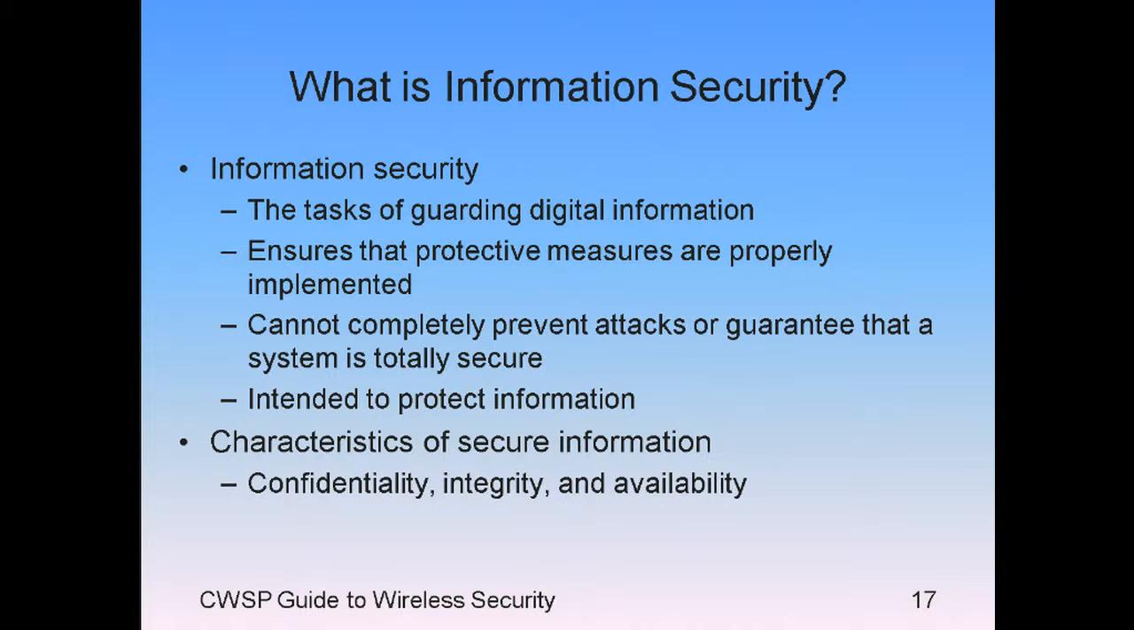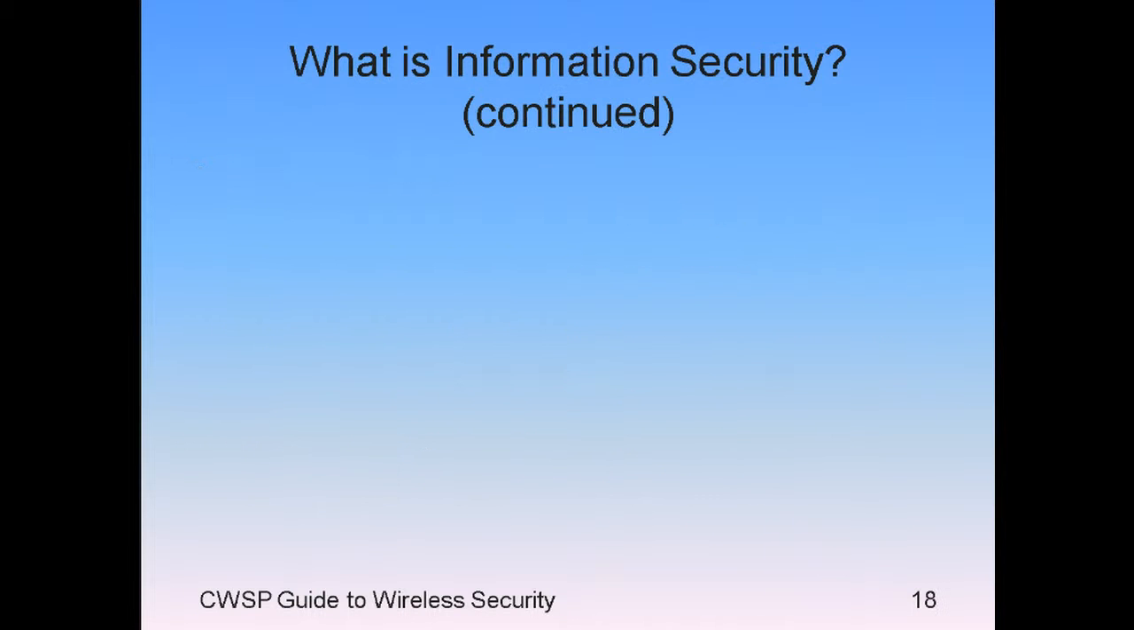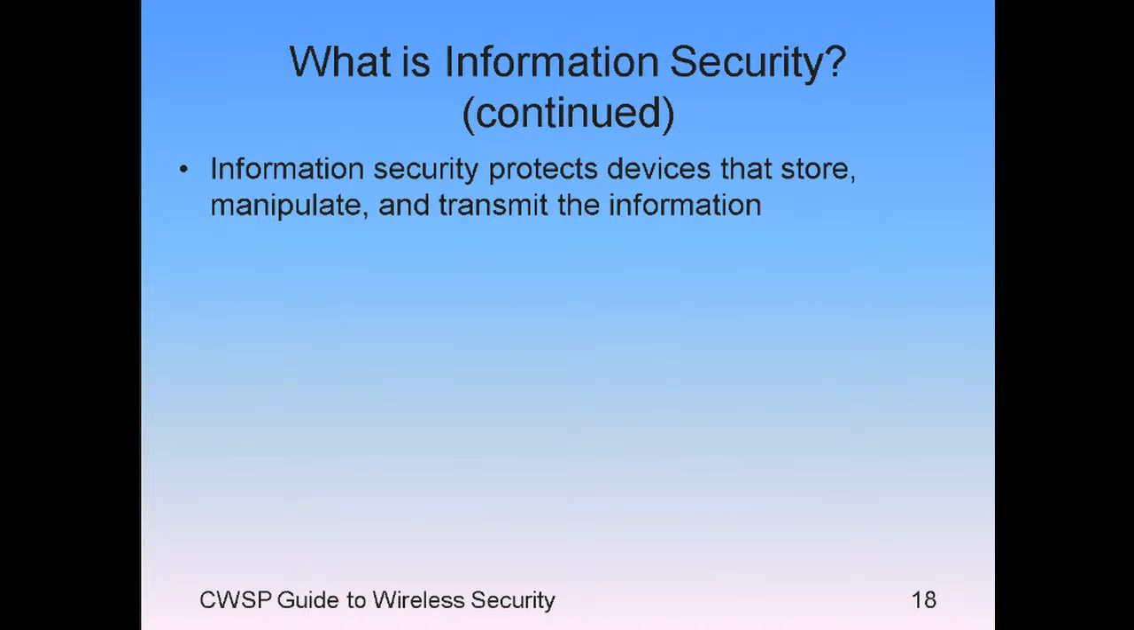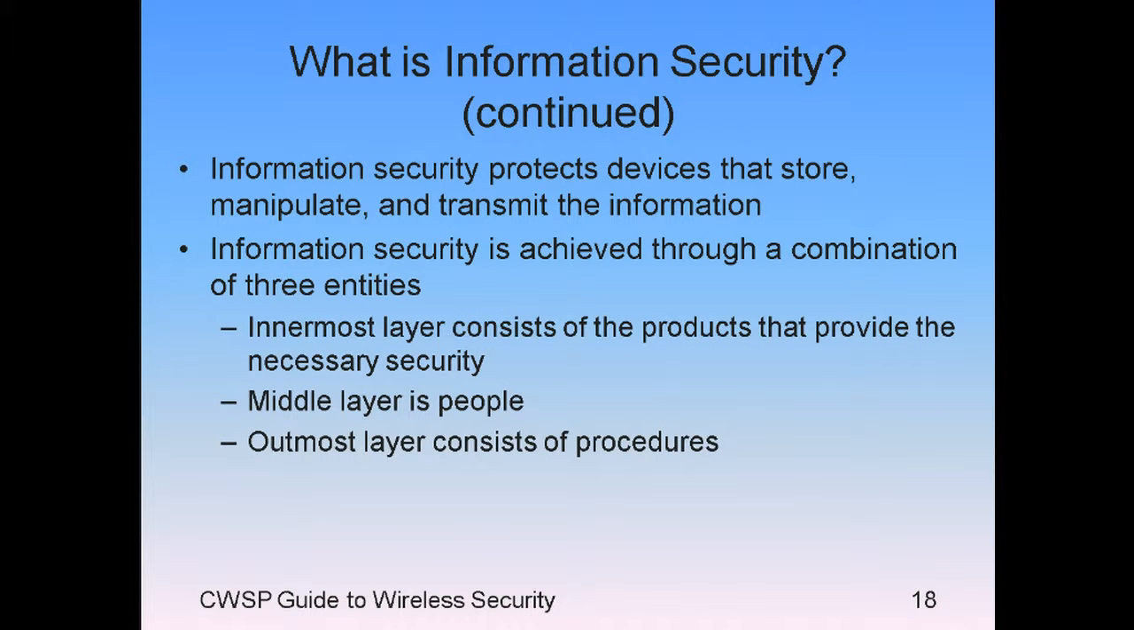Is what you transmitted what actually got there? Did somebody intercept it en route and make changes to it? The other is availability, and that's where the denial of service attacks come in. Protects the devices that store, manipulate, and transmit the information.